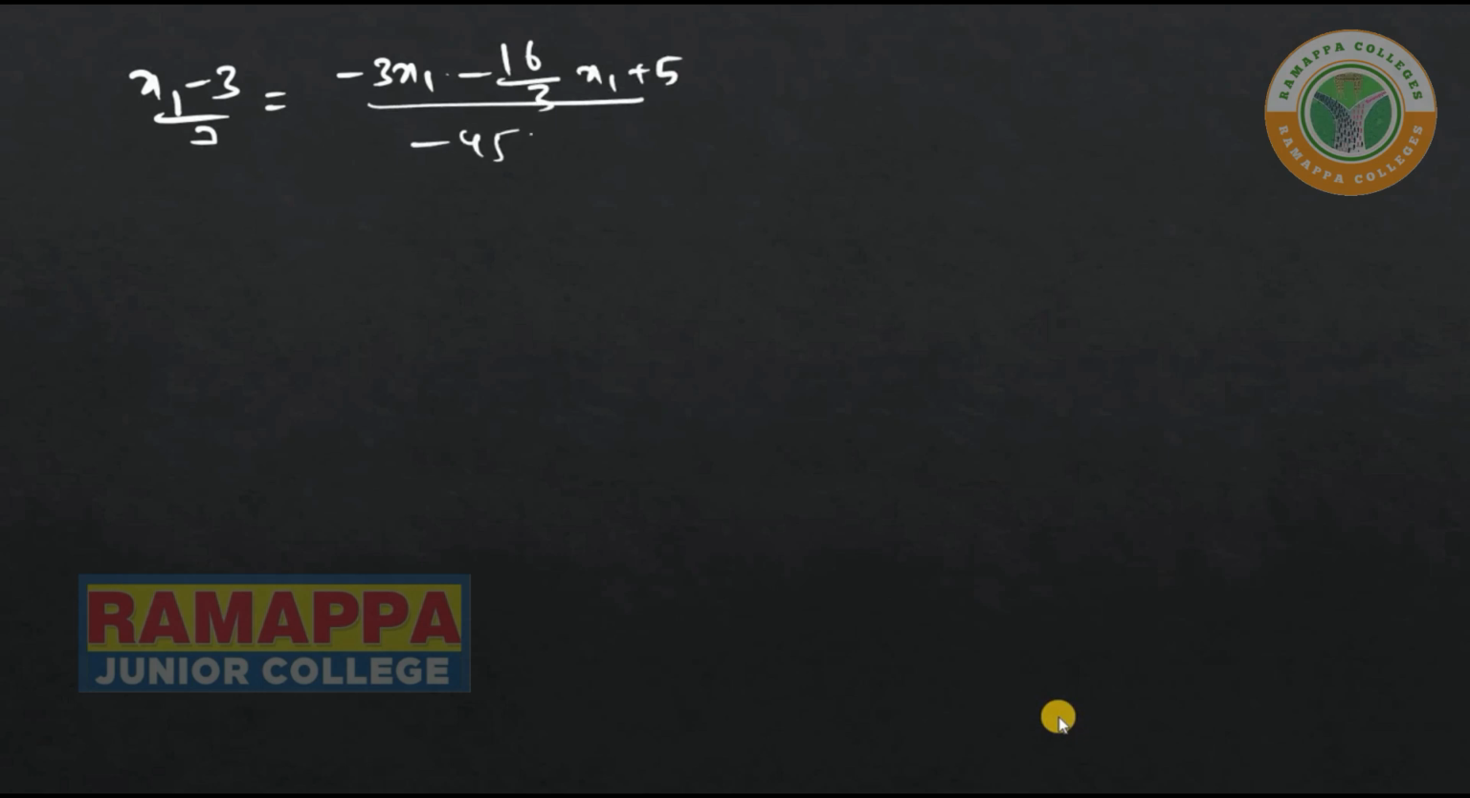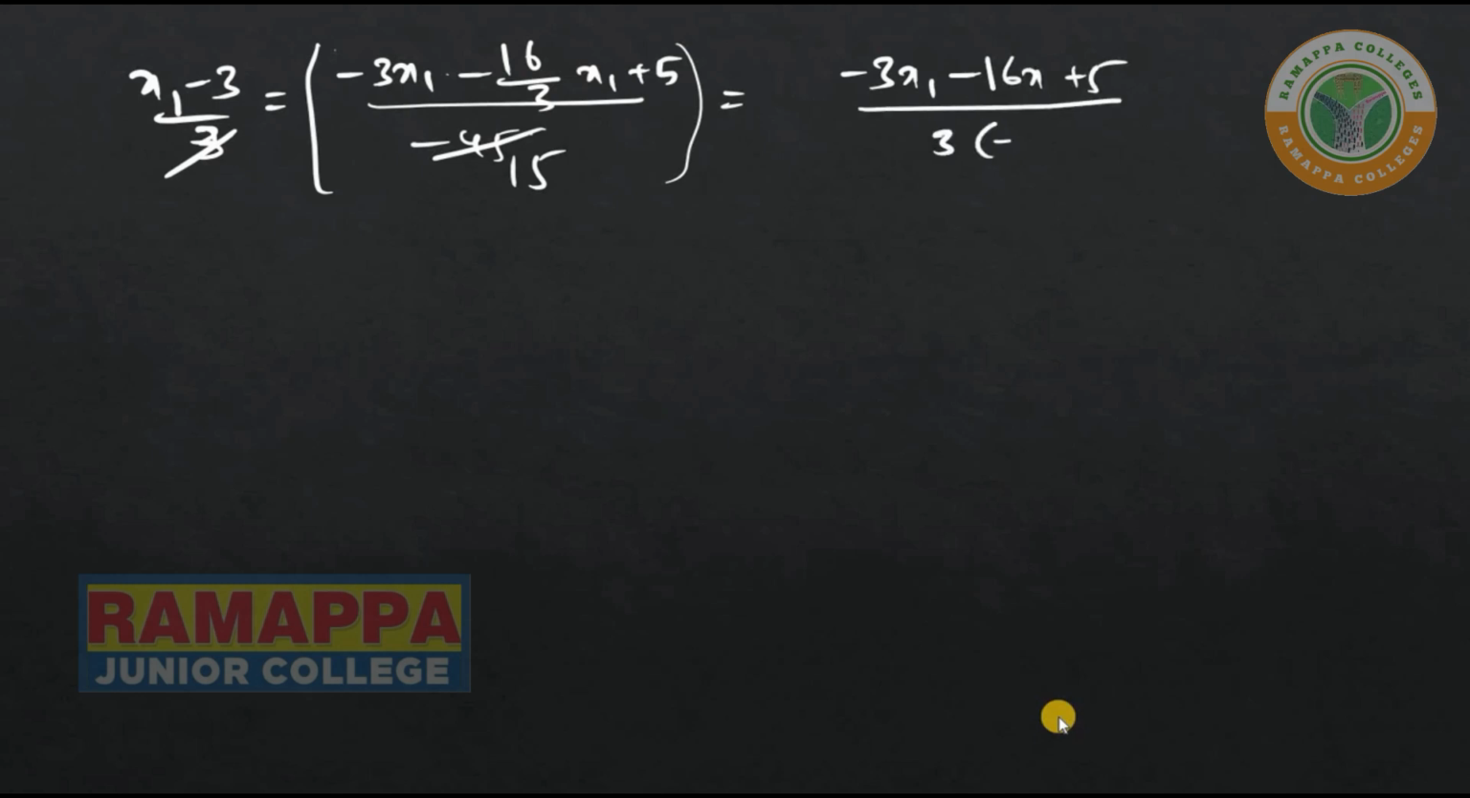In this one I will write like this: (x1 minus 3) divided by 3 is equal to (minus 3x1 minus 16x1 divided by 3 plus 5) divided by minus 45 here. So if I cancel, 3 divided by 3, 1, and 3 fifteens, the denominators I am cancelling. So this total will become minus 3x1 and minus 16x1 plus 5 divided by 3 into minus 15.